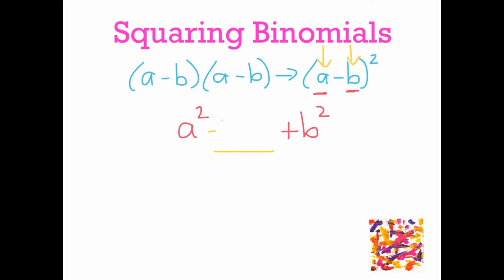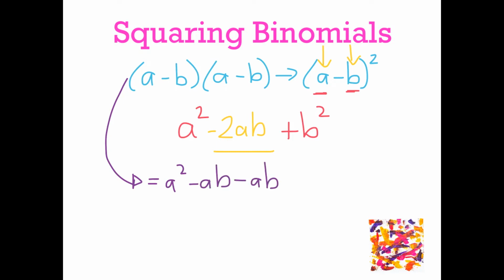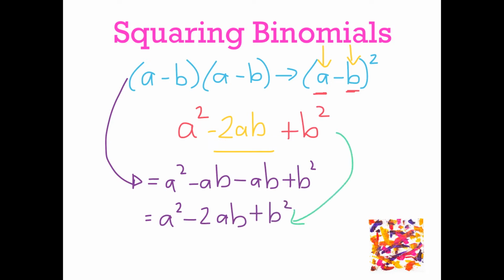So we end up getting negative 2ab. And you can prove this to yourself by taking this and FOILing it. So I'm going to do that really quickly here. We're going to have a squared minus ab plus b squared. And when I gather like terms, I'm going to get a squared minus 2ab plus b squared. And we end up getting exactly the same answer, whether we use FOIL or we use the pattern.